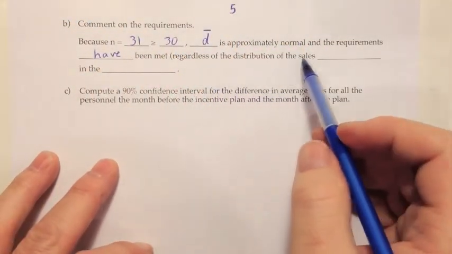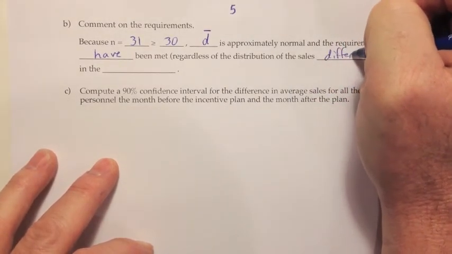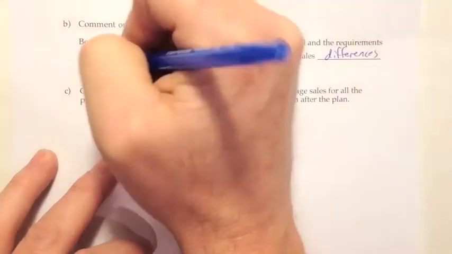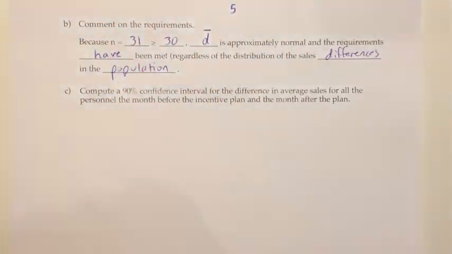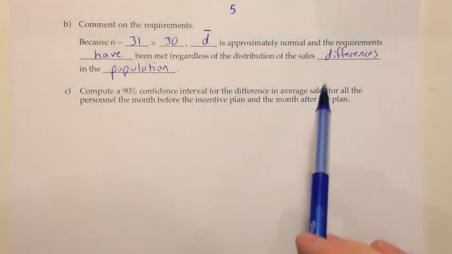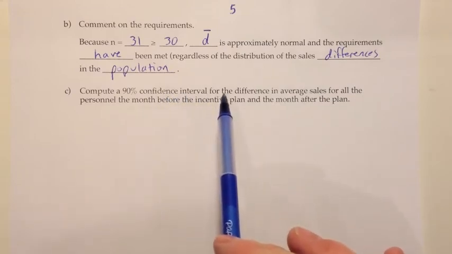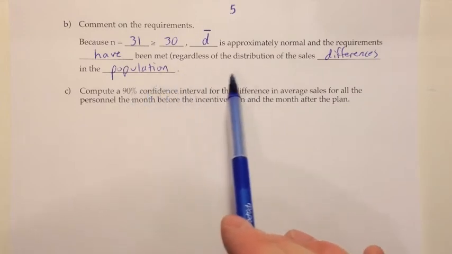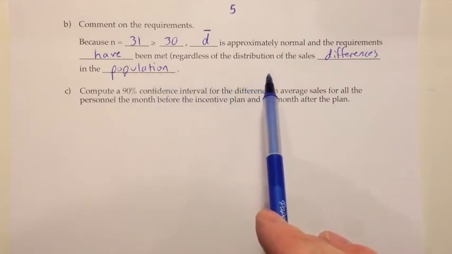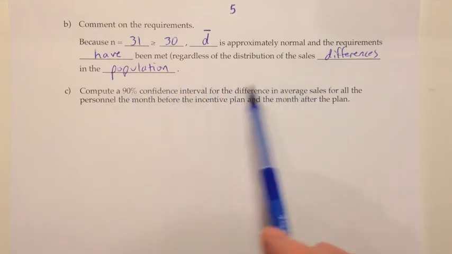And that's true regardless of the distribution of the sales differences in the population. So you might remember that when our sample size was small, under 15, we were saying that we hoped that the distribution of the sales differences in the population would have been normally distributed, or if our sample size had been something like 18 in the 15 to 30 range, we would have been saying that we hoped that the distribution of the sales differences in the population were not severely skewed. But we don't have to worry about any of those.